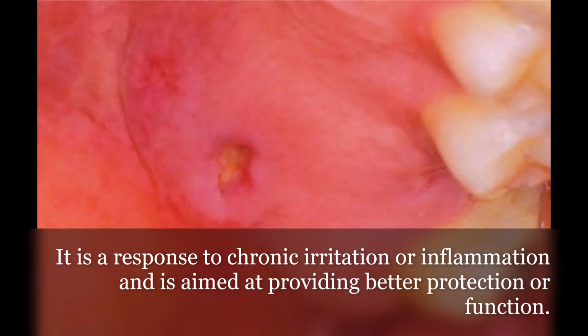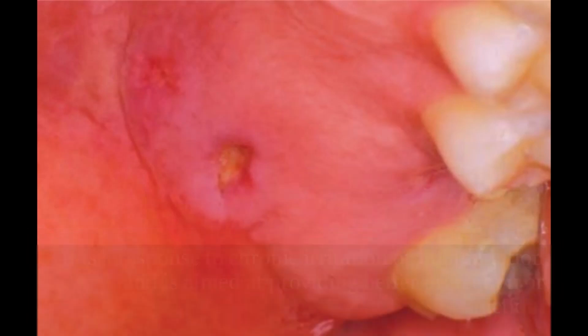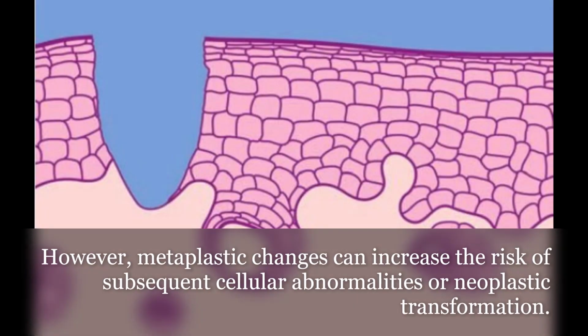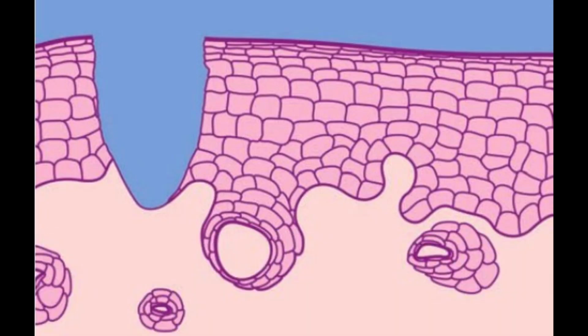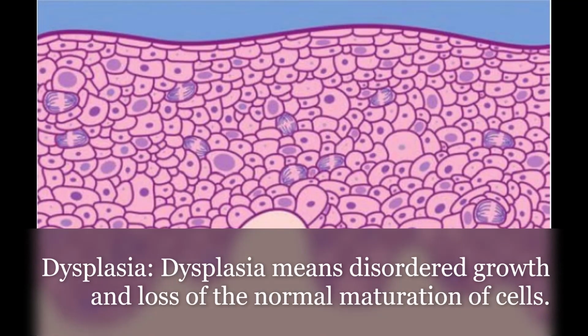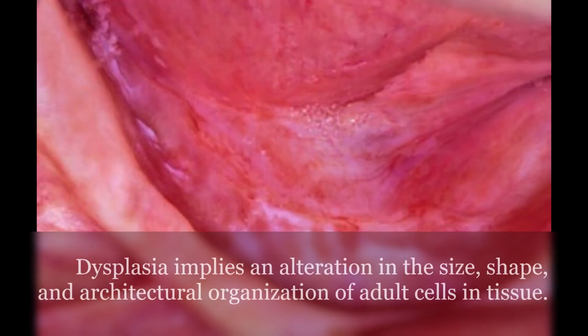Metaplasia. Metaplasia is a reversible cellular adaptation in which one mature cell type is replaced by another mature cell type. It is a response to chronic irritation or inflammation and is aimed at providing better protection or function. However, metaplastic changes can increase the risk of subsequent cellular abnormalities or neoplastic transformation.